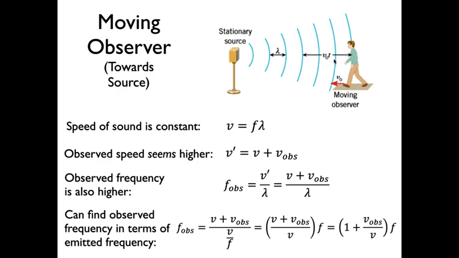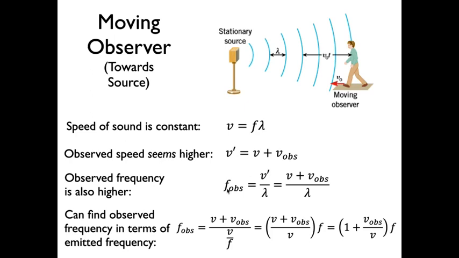If you start running at 10 miles an hour into traffic, not recommended by the way, and have the wherewithal to think about it, the cars would actually appear to be moving 70 miles an hour towards you in your frame of reference. So for this observer, the observed speed seems higher. It's the speed of sound plus the speed of the observer. The observed frequency also seems higher because you're running into wave fronts more rapidly than you were before.